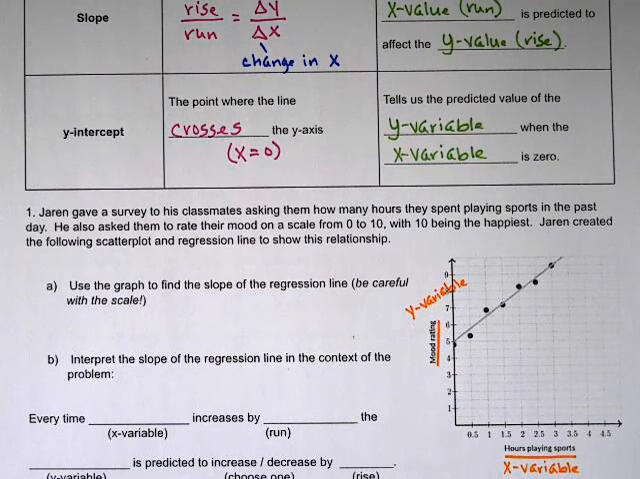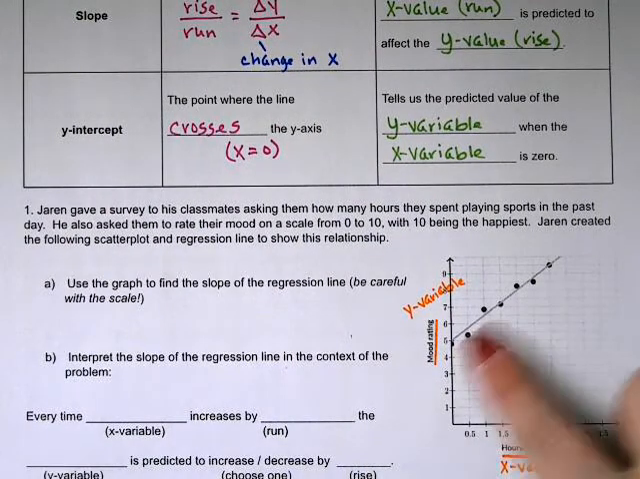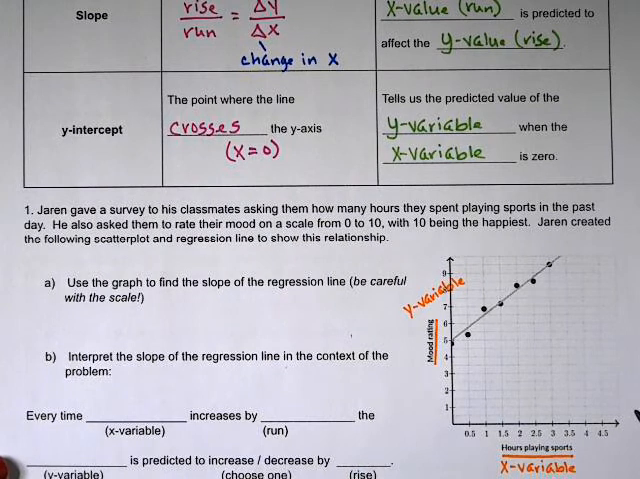Okay, so if we look, these have a positive association. This line that's drawn through here has a positive slope. Looks like it goes through the middle of the points, which is good. So let's see what it asks us to do now. So it says, use the graph to find the slope of the regression line. Be careful with the scale. All right, so to find the slope, we know that that's going to be rise over run. So we need to pick some good points here.